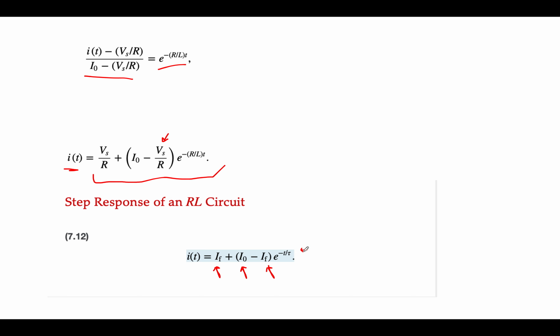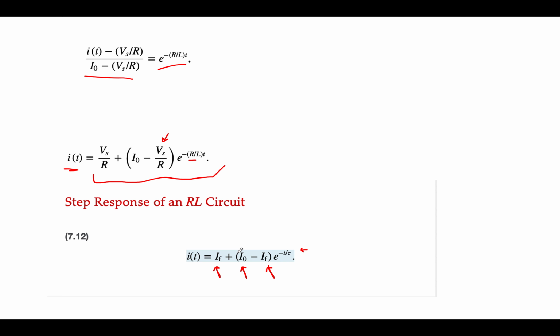This is the general form of an equation for the step response of an RL circuit. Tau is the time constant. You can see that if we took this R over L and rearranged it so that it was in the denominator, tau is L over R. So we've got the time constant, we've got the final value of the current, we've got the initial value of the current.